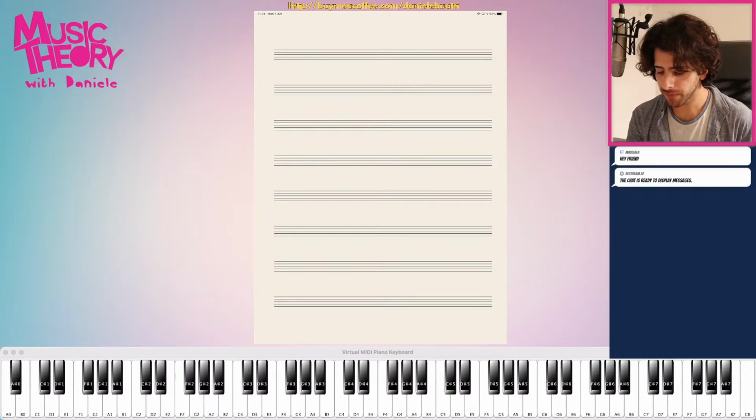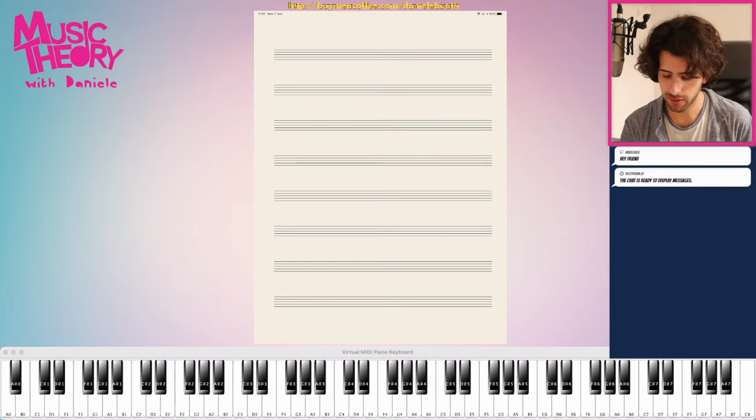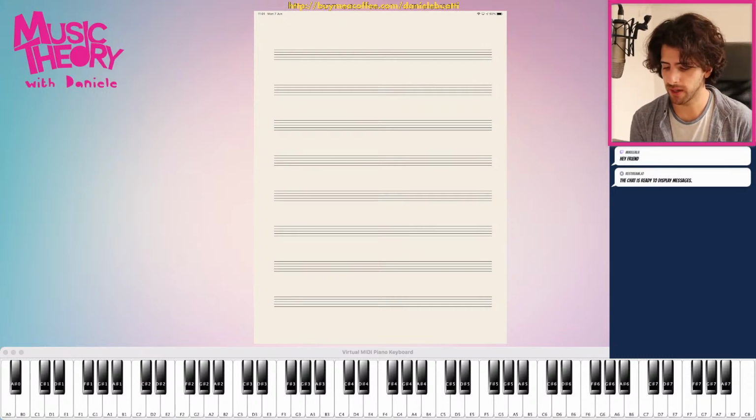So, which brings us into our circle of fifths. The circle of fifths is like a clock. It's going to go C, G, D, A, E, B, F sharp, C sharp, G sharp, A flat. Actually, just A flat, Daniele. Don't overcomplicate it. B flat, F major. All right.